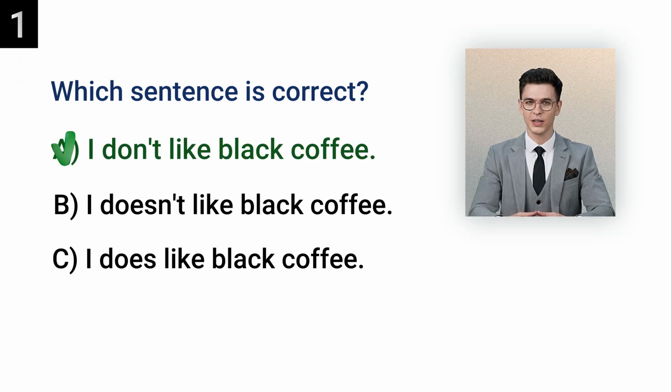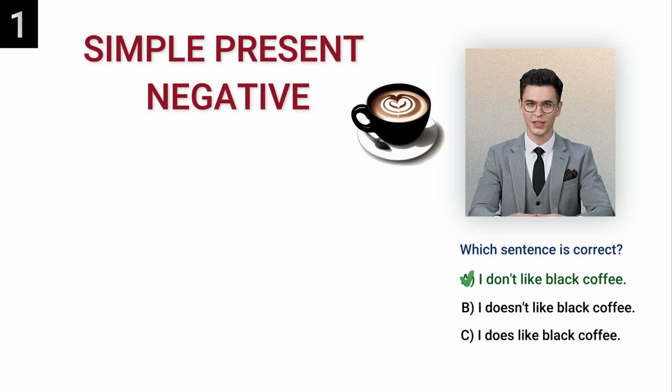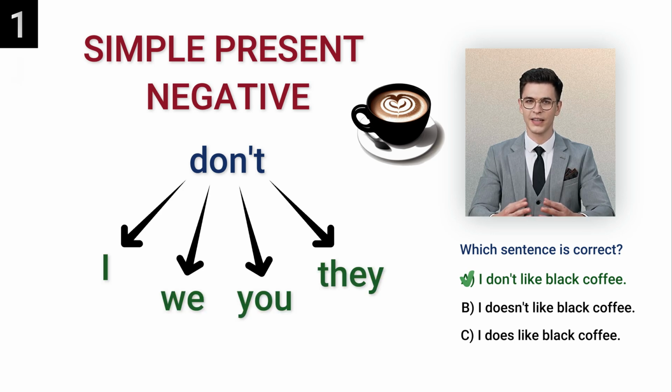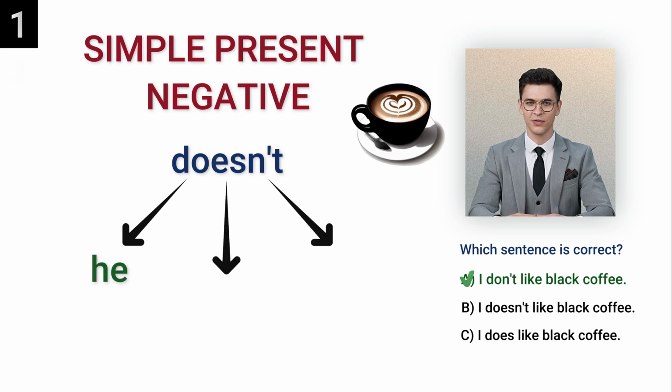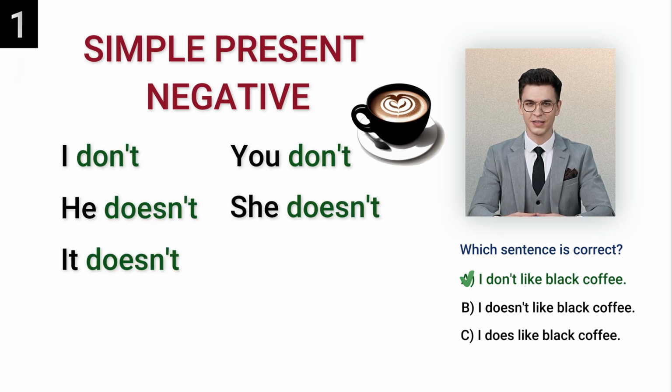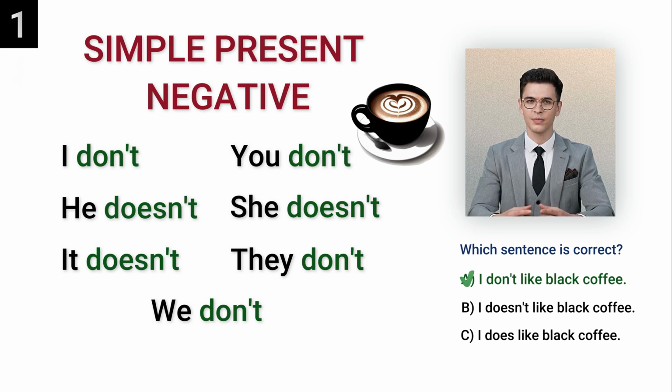The answer is I don't like black coffee, but why? This is simple present but negative. To make a simple present sentence negative we use don't for I, we, you, and they, and doesn't for he, she, and it. So, I don't, you don't, he doesn't, she doesn't, it doesn't, they don't, and we don't.